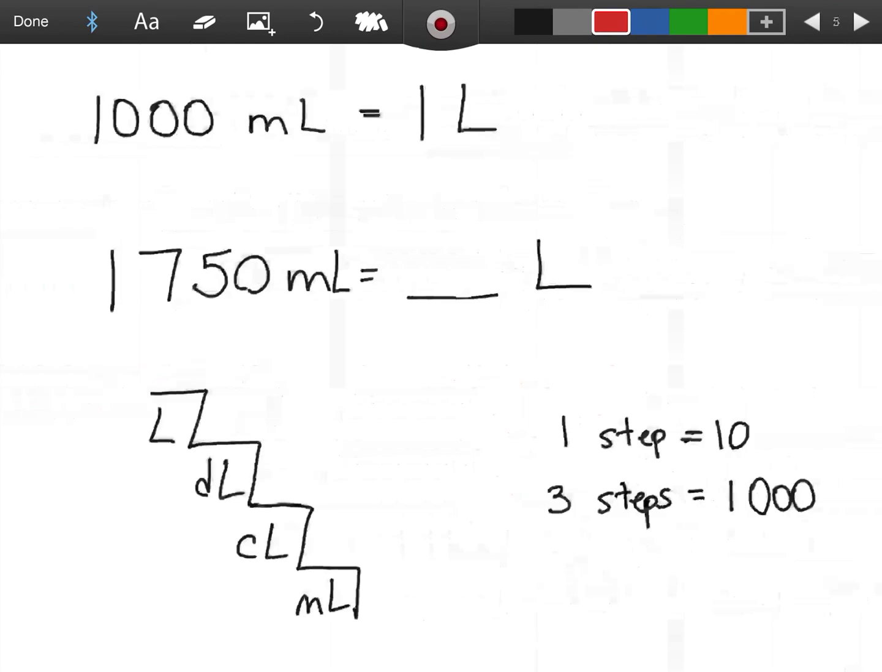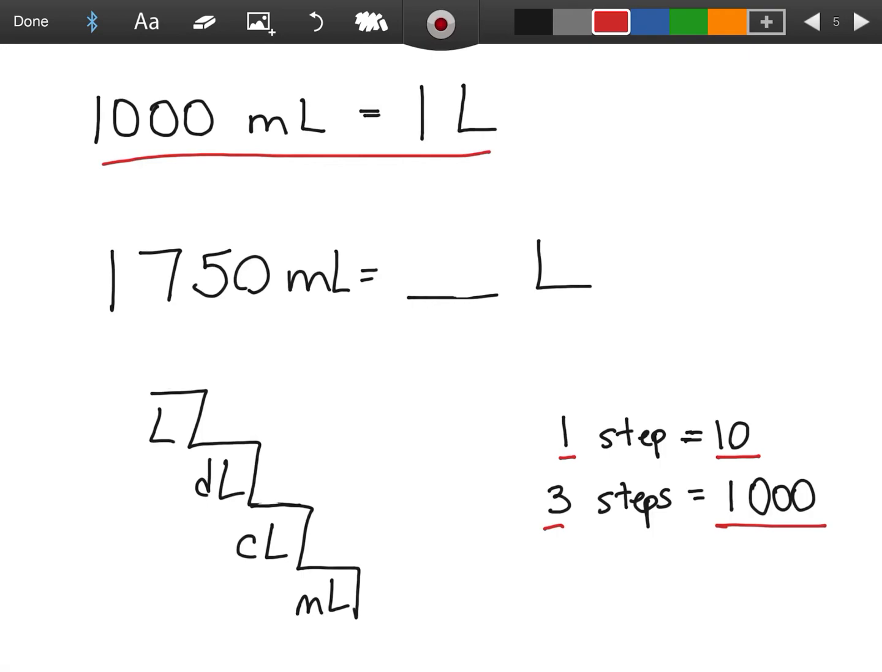Some get a little more tricky. So here we're going to look at this relationship of 1,000 milliliters is the same as 1 liter. If we want to figure out what 1,750 milliliters is in liters, we're going to go back to that conversion ladder or steps, where we should remember that 1 step is a factor of 10 and 3 steps is a factor of 1,000.